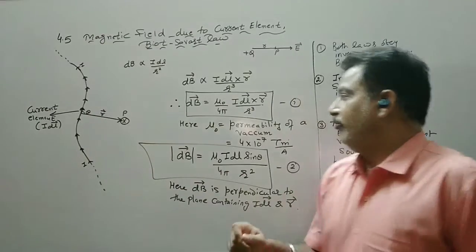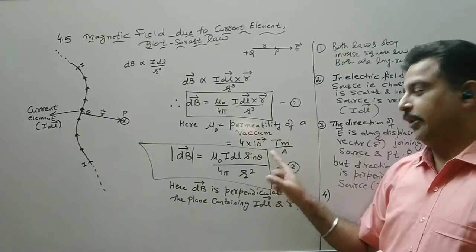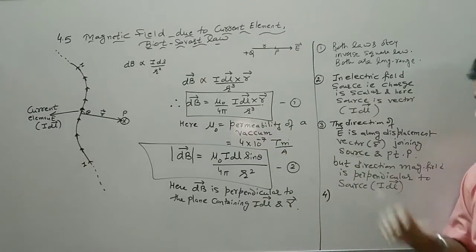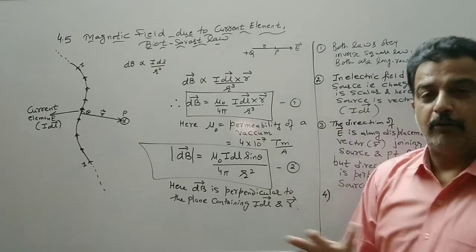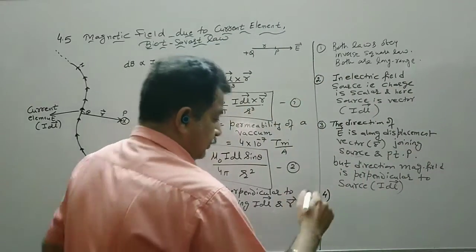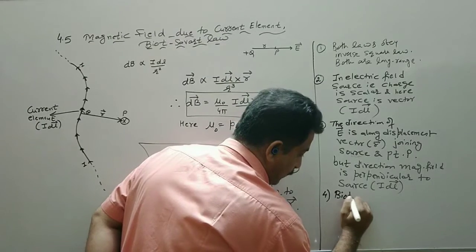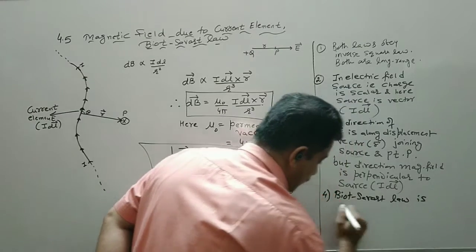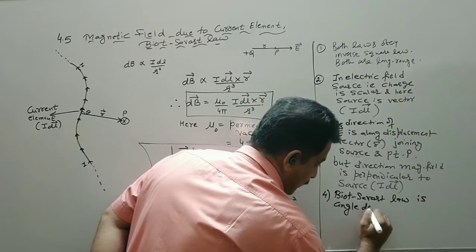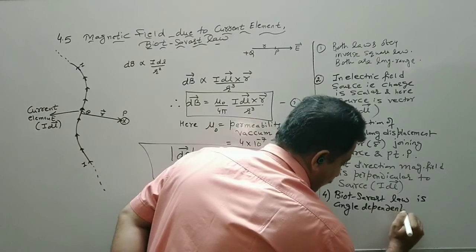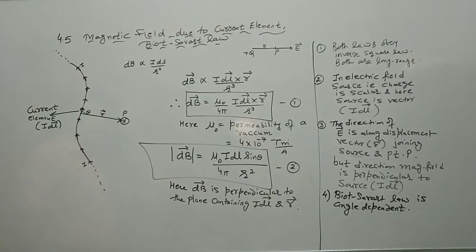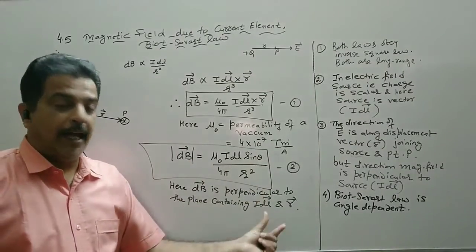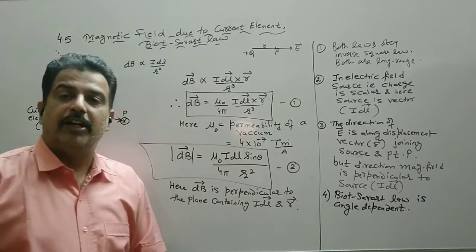And again the last dissimilarity. Here the magnetic field intensity depends on theta, because it is a cross product. And in the electric case there was no angle dependence. So Biot-Savart law is angle dependent, or you can say the magnitude of the magnetic field intensity depends on angle, whereas the electric field intensity was angle independent.